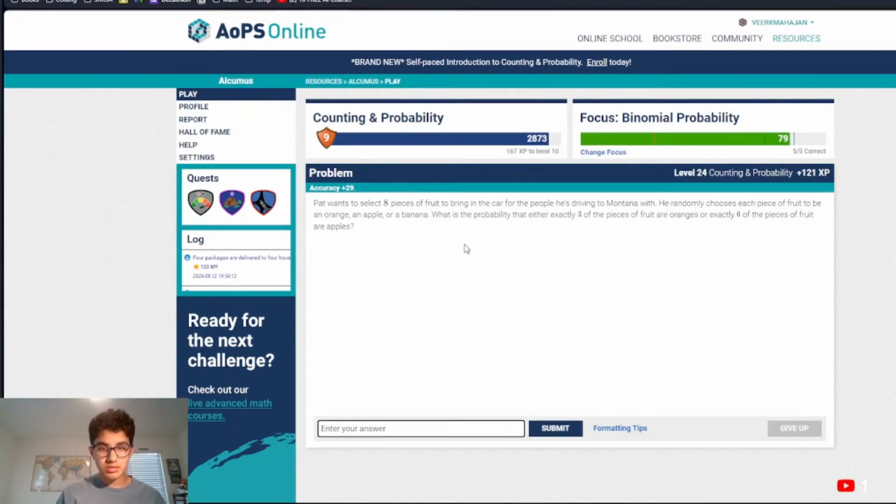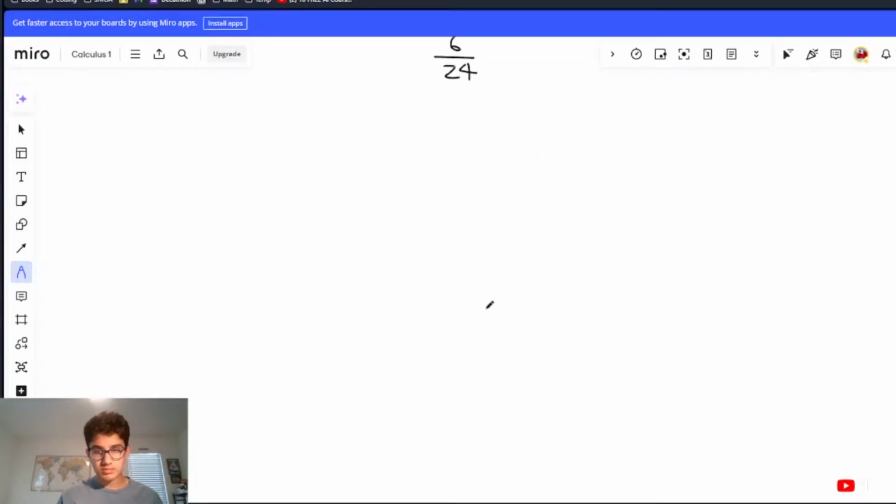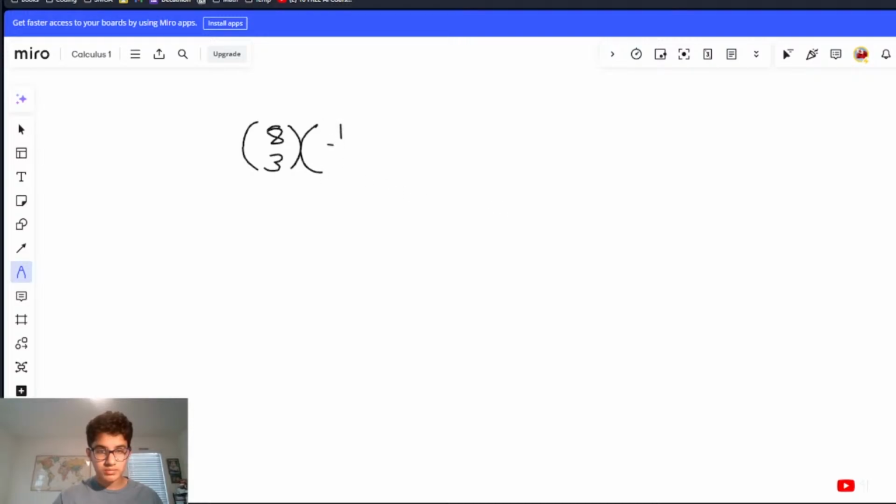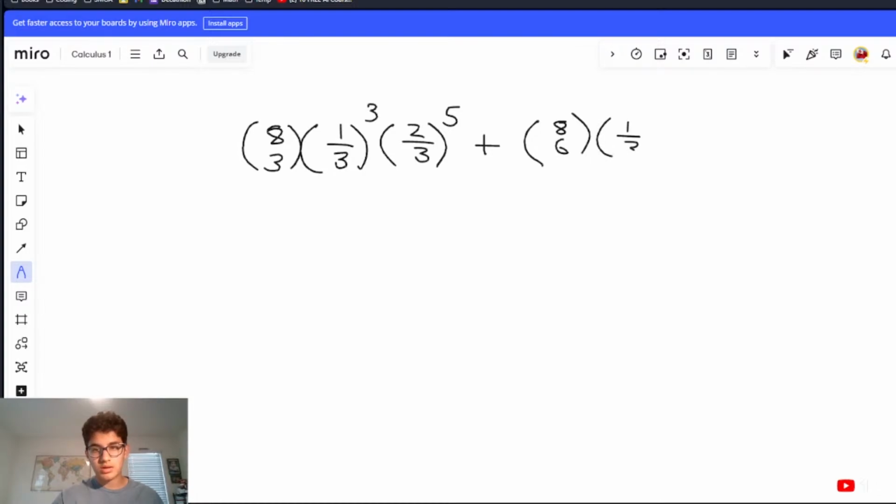Okay, so 8 choose 3, right? How many different fruits are there? There are 3, right? Orange, apple, or banana. So there are 3 options. So it'll be 1/3 cubed times 2/3 to the fifth. Plus, this will be 8 choose 6, which is obviously 8 choose 2, times 1/3 to the sixth times 2/3 squared. Okay, so this seems right.